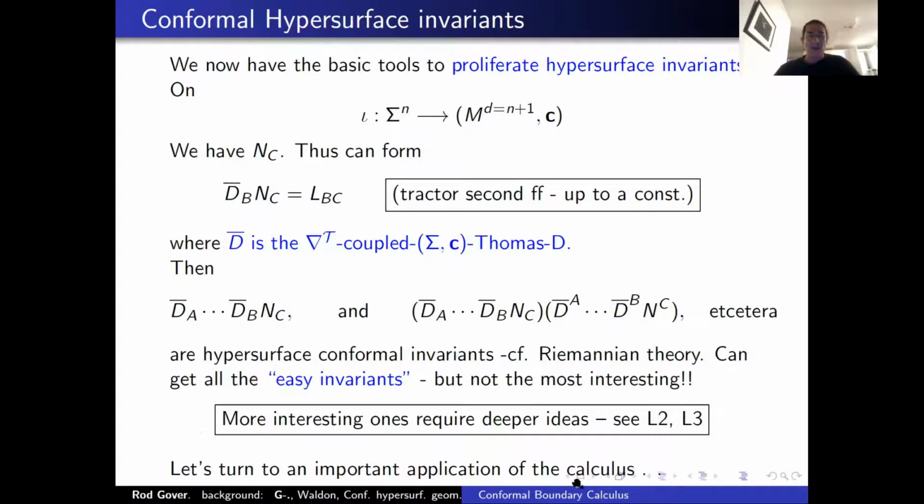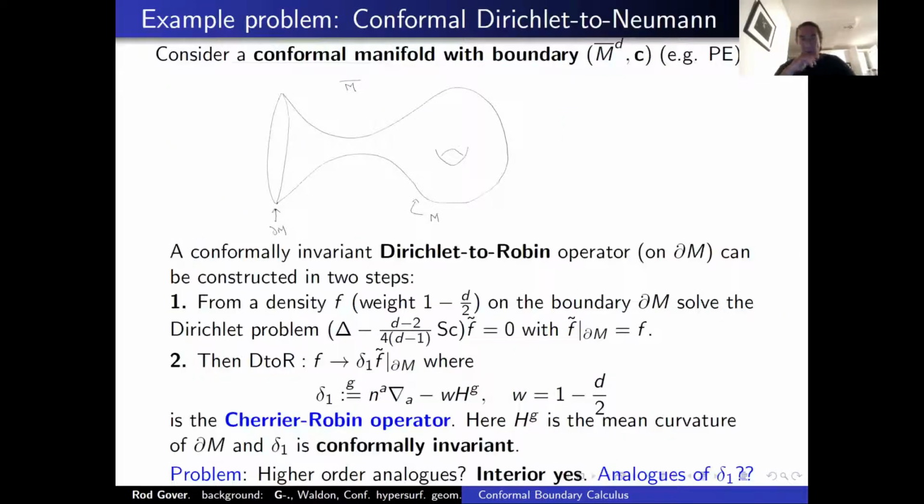Okay, but now I want to turn to another application, because I talked about making operators, differential operators and so on, along a hypersurface. So let's turn to another type of problem. Consider a conformal manifold with boundary. Maybe this is a Poincaré-Einstein manifold. Remember, a conformally compact manifold we can think of as a conformal manifold with boundary. It just has more structure, but you could forget about that more structure and think of it as such a thing. So this is a good setting. We're interested in conformal manifolds with boundary. At the moment, we'll just assume that this is a conformal manifold with boundary.